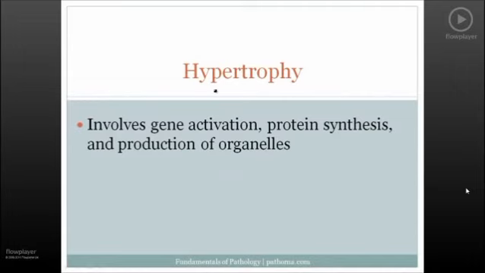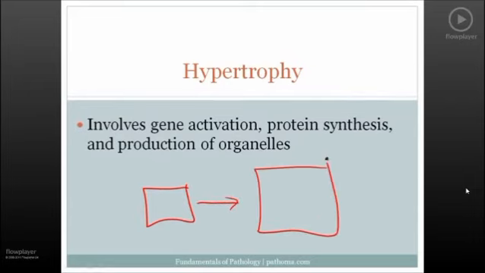Now, it's not enough to simply know the definition of hypertrophy and hyperplasia, but we've got to go one step further, and examiners like to ask about the mechanism that underlies these changes. So let's take hypertrophy first. Recall that hypertrophy is what? Hypertrophy is when we take a cell and we make that cell bigger. We increase the cell size.